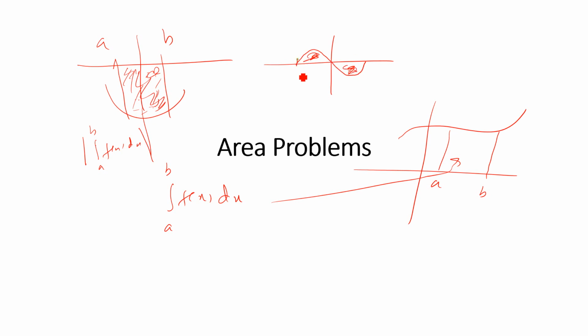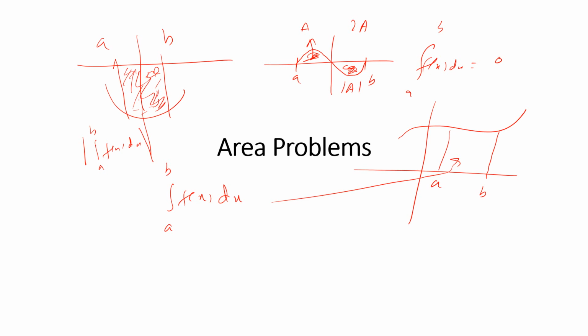This is the point A and this is the point B, and when we evaluate the integral, it will give us 0. But the area is not equal to 0. The area is the area over here plus the negative of this area, so the area becomes 2a, right? So how do we solve these problems?